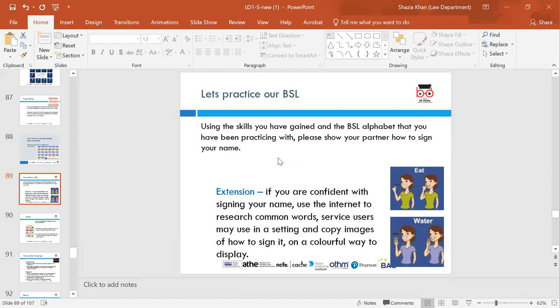So let's practice our BSL using the skills you have gained and the BSL alphabet that you have been practicing with. Please show your partner how to sign your name. Extension: if you are confident with signing your name, use the internet to research common words service users may use in a setting, and copy images of how to sign them in a colourful way to display it.